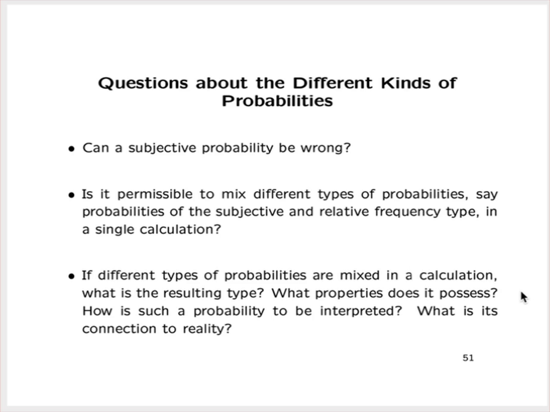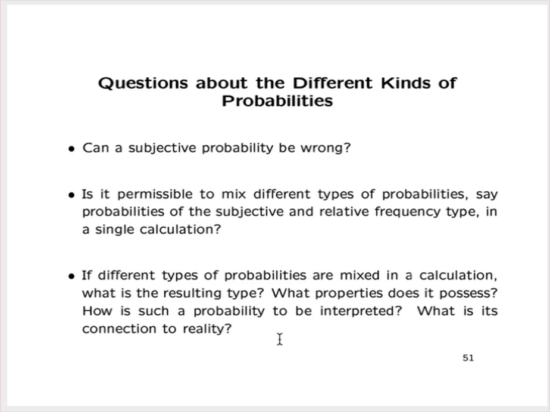In addition, what properties does that probability possess? And how is such a probability to be interpreted? What is its connection to reality? How do we interpret that value that we've come up with by combining two or more types of probabilities into a single calculation? We know that we have meaningful ways of interpreting a classical probability. We know that we have meaningful ways of interpreting a relative frequency probability.